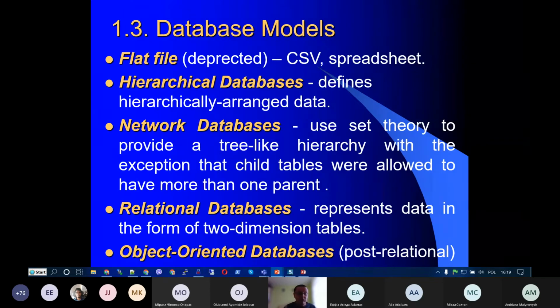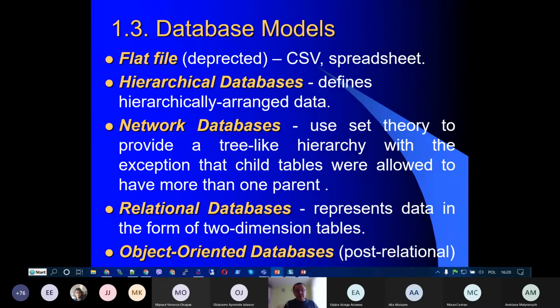Regarding the database model, we can identify five conventional models, of which only the last pair have practically been in use. Flat file is a very old approach, deprecated, but anyway sometimes it could be seen even now. It's like we can use shared CSV or spreadsheet files to access data. So a spreadsheet could work as a database. It's a very inefficient way, but it's possible.